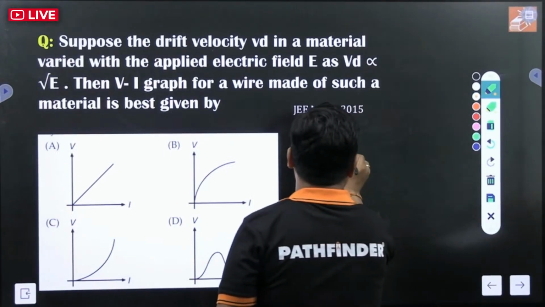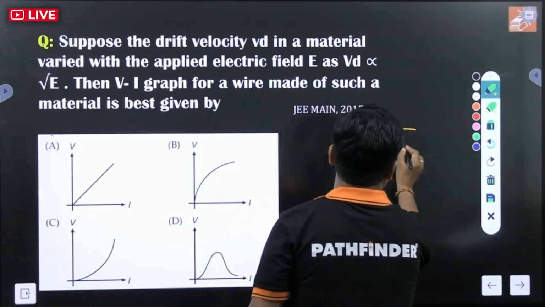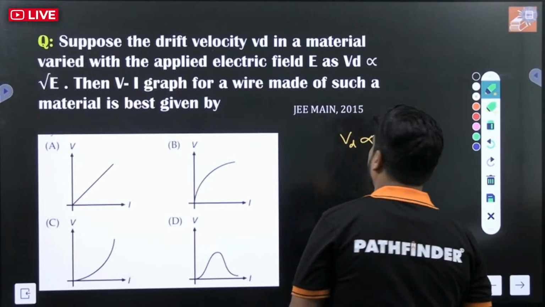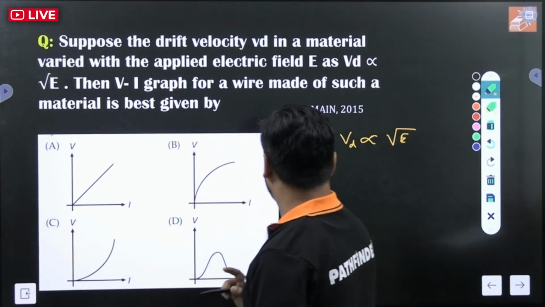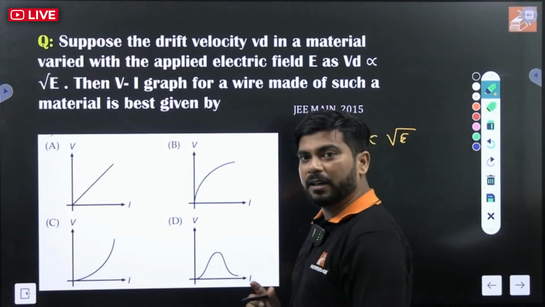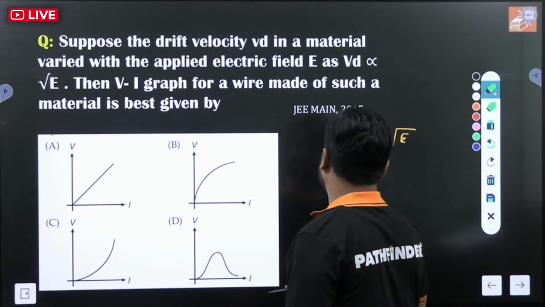सो रिलेशन गिवन है Vd ड्रिफ्ट वेलोसिटी और इलेक्ट्रिक फील्ड में रूट ओवर E. क्लियर है? बट ग्राफ ड्रॉ करना है V और I में. सो करना क्या है? तो यहाँ पे रिलेशन फाइंड आउट करना पड़ेगा V और I में. Do we have a relation with Vd and current? Yes. What is that relation?